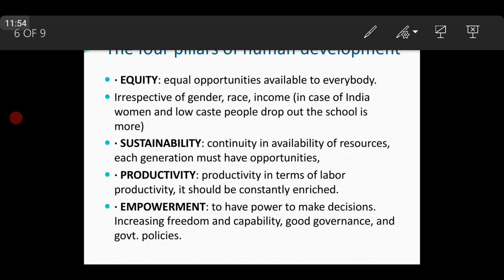So, empowerment is very much required for the individual and for the society, especially the deprived and marginal sections of the society, and we'll have to make them empowered, and we'll have to give them choice so that they can use their skills and knowledge for the developmental programs, or for the growth and development of the country as a whole. So that was about the four pillars of human development.